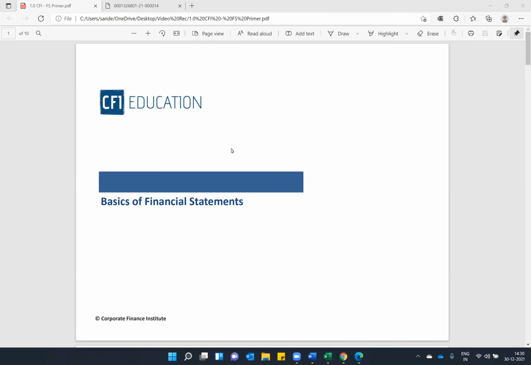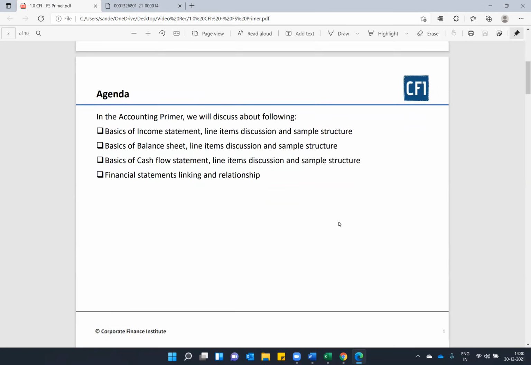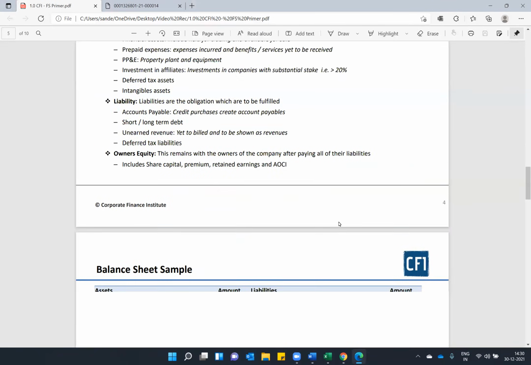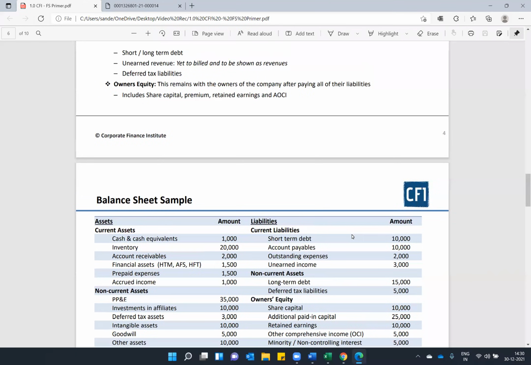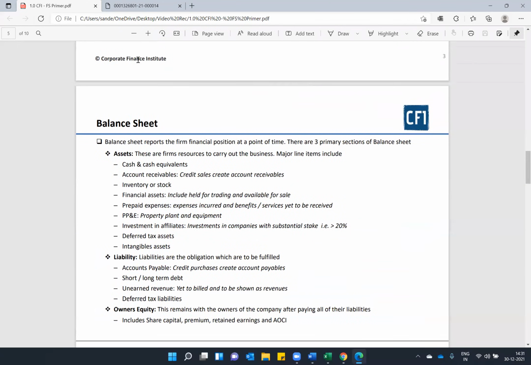So earlier we have done analysis of income statement, discussing all the line items, and in this video we are going to start with the balance sheet. So we are going to discuss all the important line items of balance sheet.